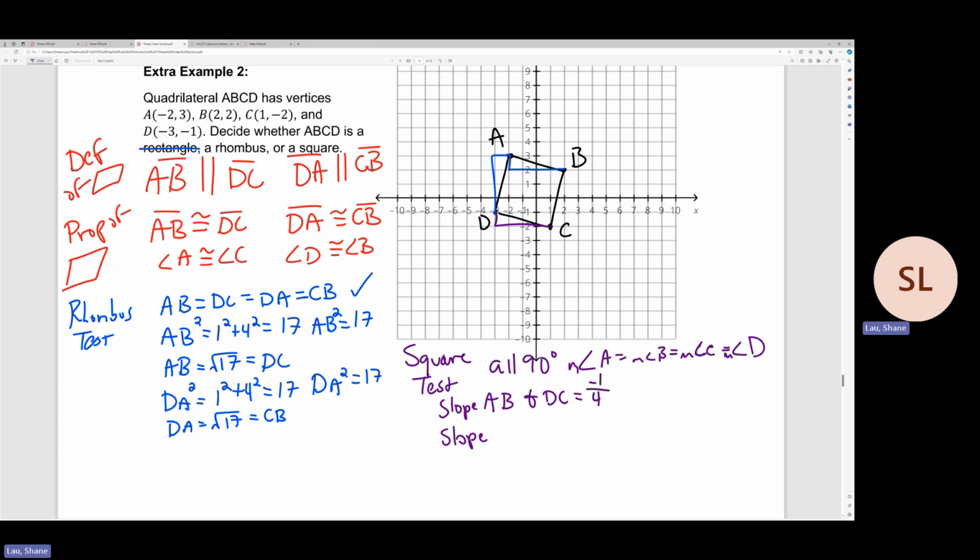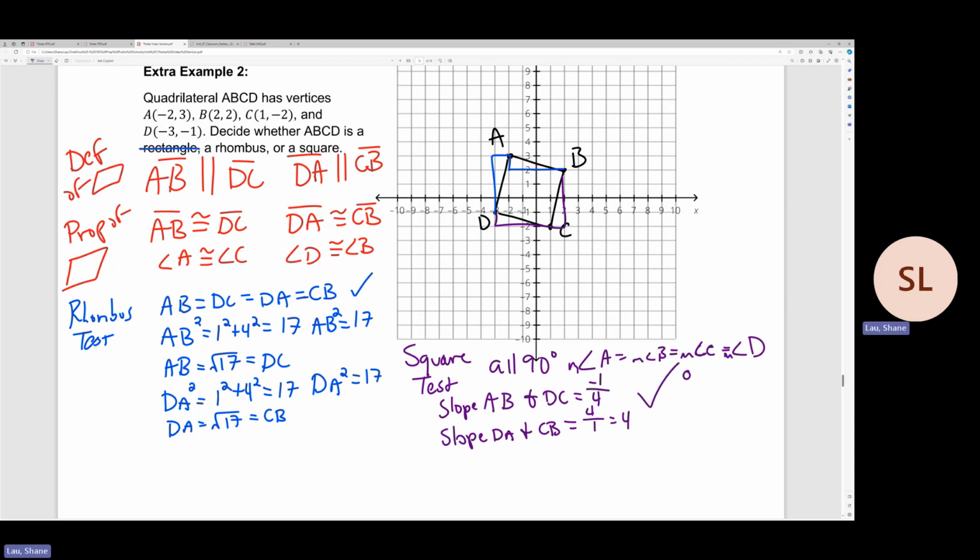But then my slope for DA and CB, I'm going to look at this set right here. My rise is 4 units up, but my run is 1 unit to the right, which is going to equal 4. So because I have negative 1/4 and 4 as the slopes of the opposite sides, that means I have opposite reciprocal slopes, which means we are good.